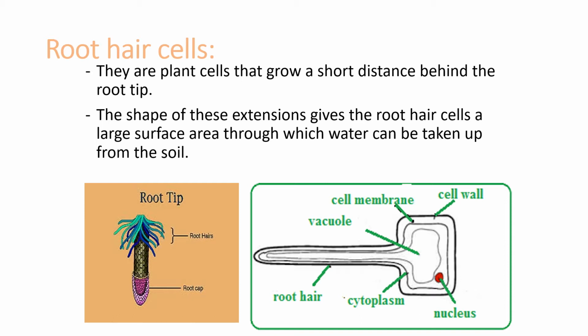Would you imagine, grade 7, if this root was just one hair? Just one hair. So the surface from where the water can be taken up from the soil will be just one, because it was just one hair. But here I have a lot of root hairs, right? So each root hair can take up water from the soil. So this large surface area helps the plant to take a lot of water from the soil. And that's it about the root hair cells.